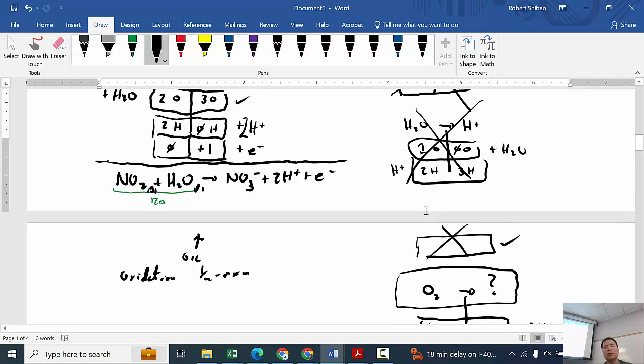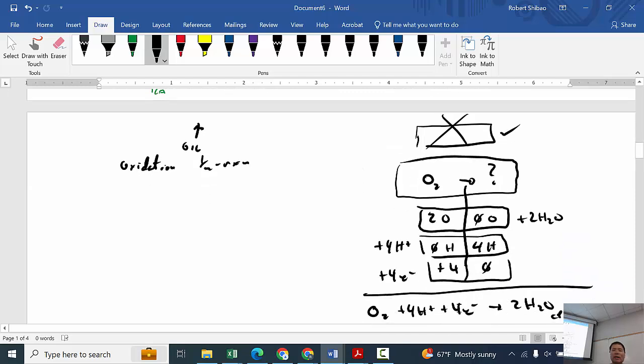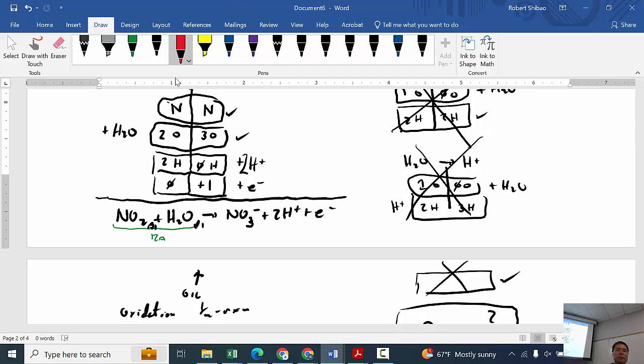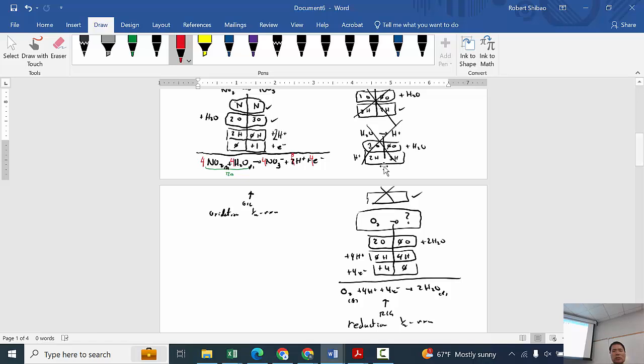And our next job is to just add them up. Over here, our oil loses 1 electron. Our rig gains 4 electrons. So I'm just going to cross multiply here. I'm going to multiply this one by 4. We have 4, 4, 4, 8, 4. And so now they cancel out or balance out. And then I'm going to combine these 2 equations here.